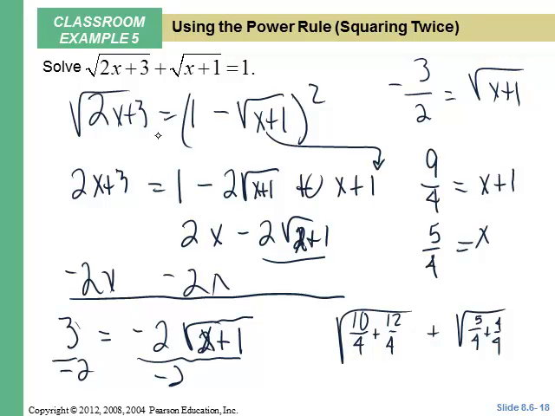2x equals 1 minus square root of x plus 1. 2x plus 3. Oh, I see here. This is 2 plus x, not 2x. Ah, that's where I went wrong.